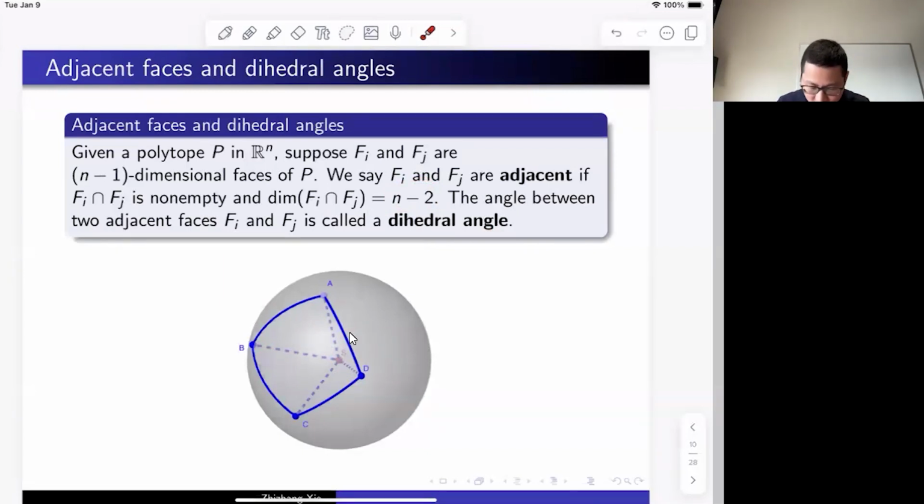Okay, that's just to clarify what kind of angles we're considering.